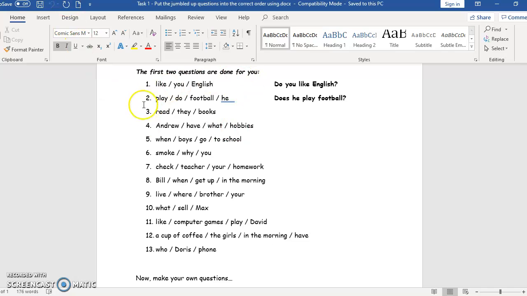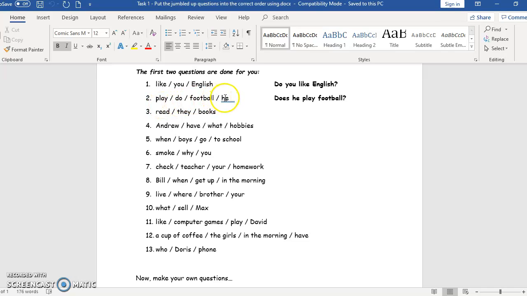Now, here, the first two I did for you, so that you understand what I want you to do. Here is like, you, English. Now, lots of people who are not native speakers would maybe ask, you like English? But that's not a question. That is a statement. To ask properly, you have to ask, do you like English? You see, the help verb first.